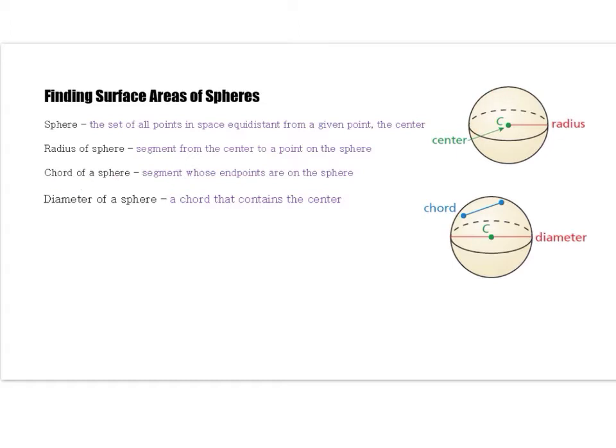Then our chords of spheres. So we've seen this word chord before. It's the segment whose endpoints are on the sphere. So here's an example of a chord, but you can have infinitely many chords going all around the sphere, as long as the two endpoints are on the sphere. And then the diameter is a chord that contains the center. So it has to pass through the center, and then its endpoints have to be on the sphere. Again, you can have infinitely many diameters, not just this one.